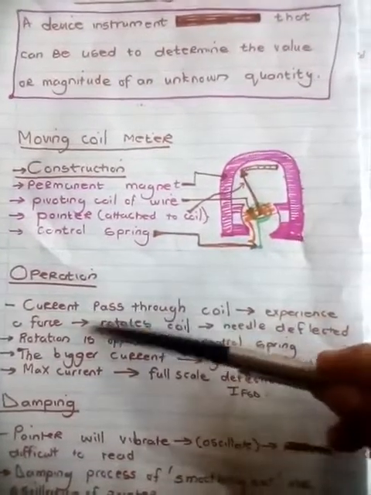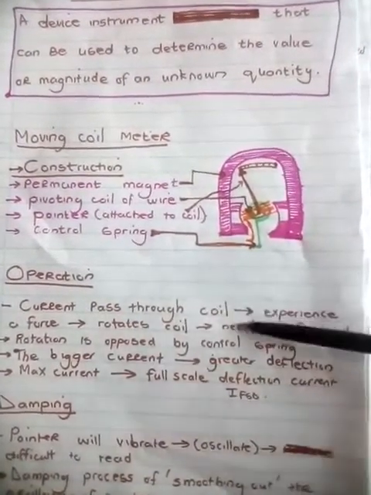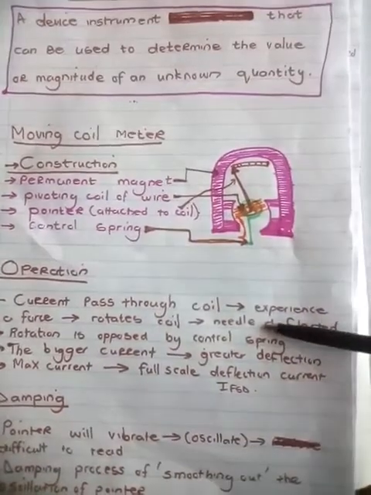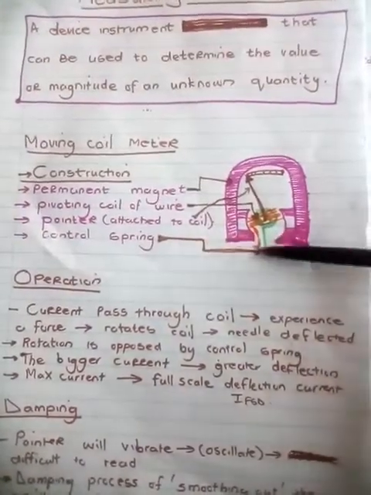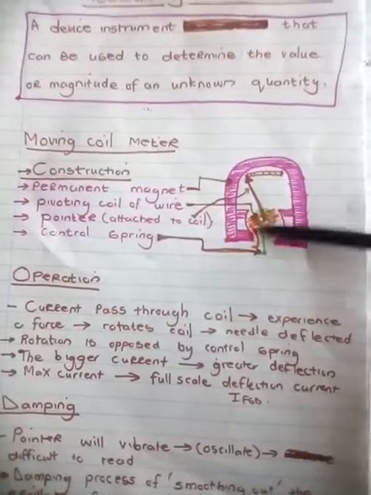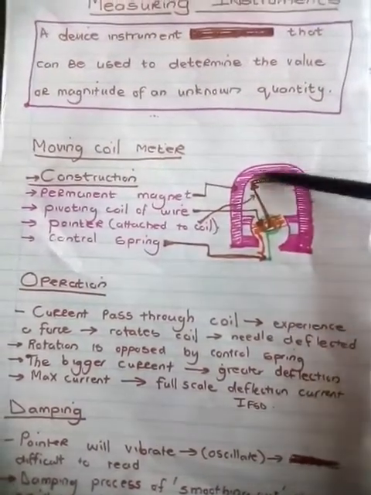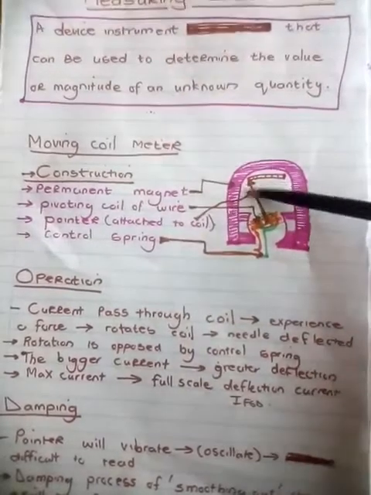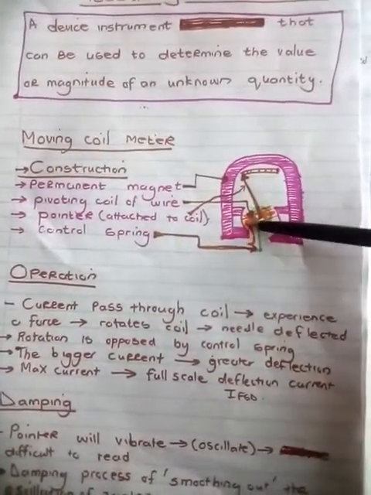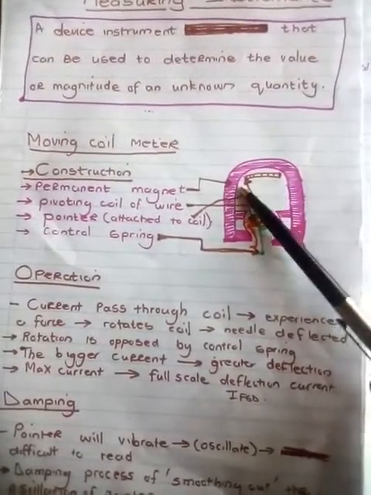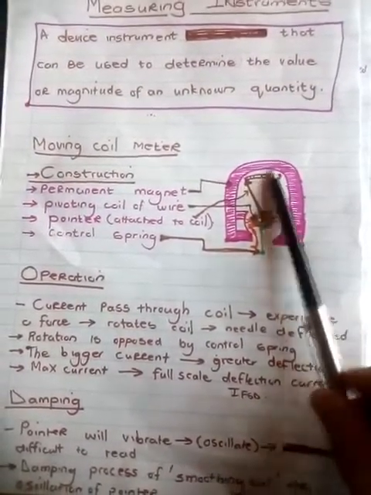Then you need to know the operation. Current passes through the coil. It experiences a force which rotates the coil. The needle is said to be deflected. Basically, the current passes through here. That's a coil. When current passes through a coil, it will set up a magnetic field. That horseshoe magnet is a permanent magnet. So you have one magnetic field and another magnetic field. They will have opposite polarities, and that will cause a force, and it will move the pointer.